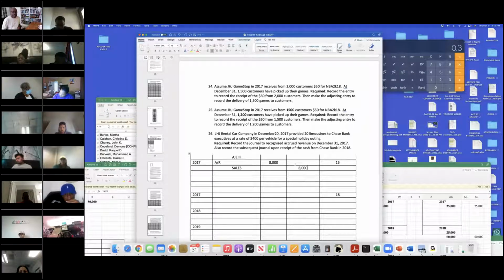What's your journal entry type now when Chase sends you the check for $8,000? Type 3. That's type 3. What are you going to debit? Cash. Okay, so you're going to debit cash. What are you going to credit? Accounts receivable. Credit accounts receivable.